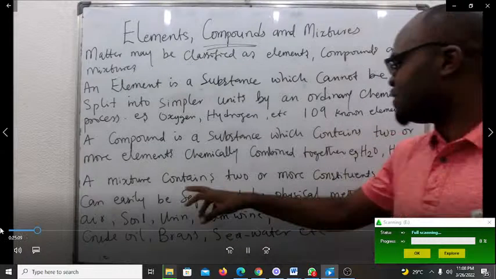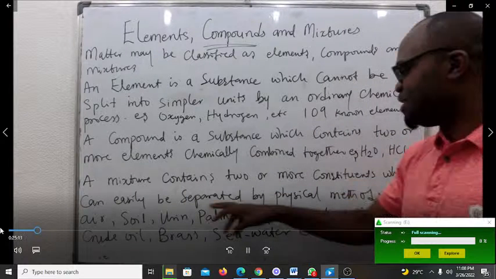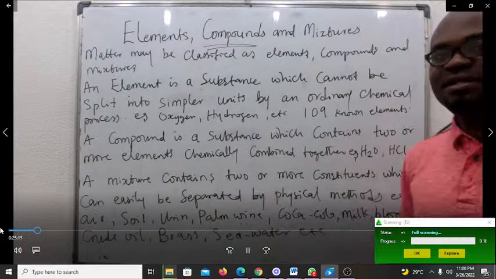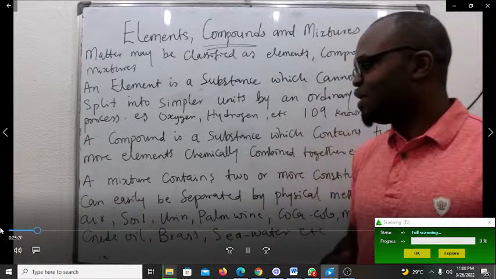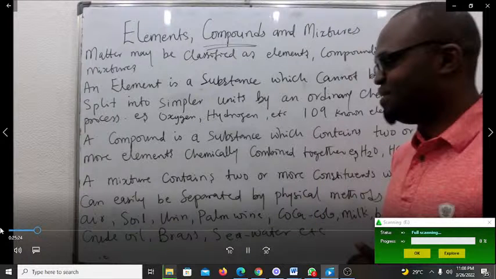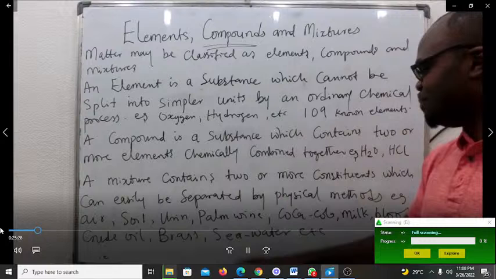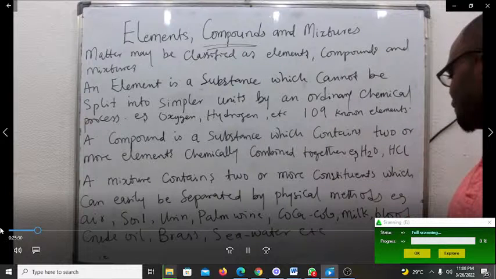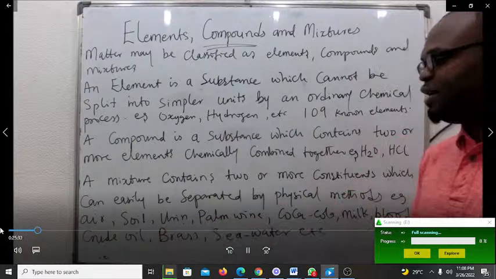Now, a mixture contains two or more constituents which can easily be separated by physical methods. In subsequent classes, we are going to be looking at separation techniques. We are going to find out that we actually use separation techniques to separate mixtures. Examples of mixtures are air, soil, urine, palm wine, Coca-Cola, milk, blood, crude oil, brass, seawater, etc.